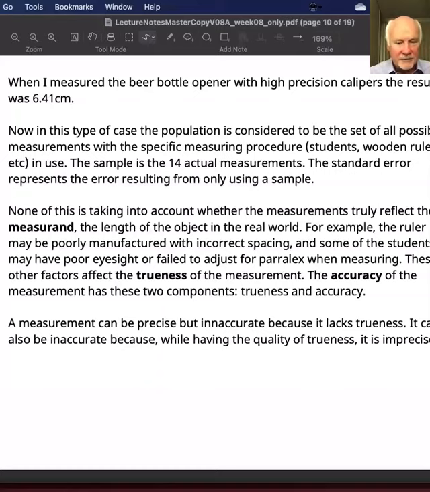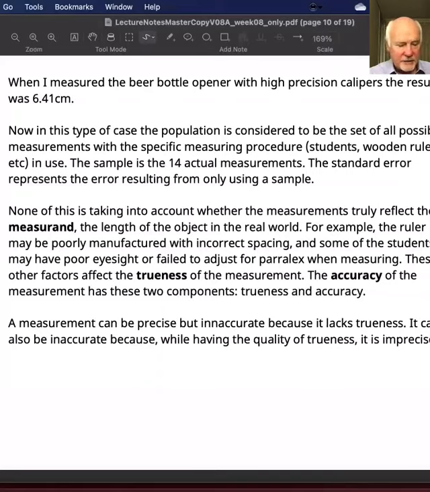In the case that we've just looked at, that could be things like the eyesight of the people doing the measuring, the quality of the ruler, a failure to take into account parallax error, and so on. They can all affect what we call the trueness of the measurement. So trueness is a term that comes from the International Standard on Measurement, the ISO standard.